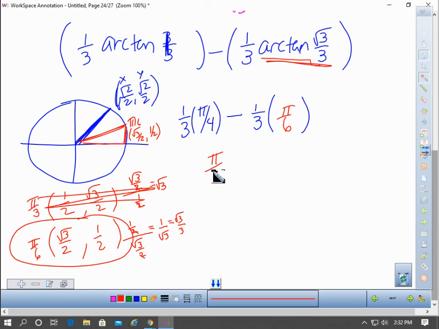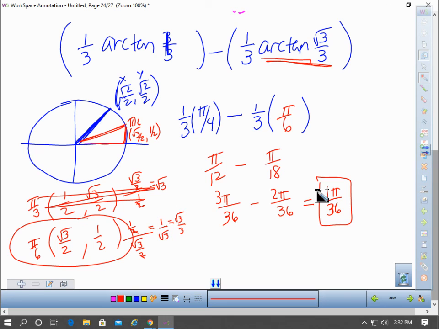This is going to give me pi over 12 minus pi over 18. Now I'm just going to find a common denominator. I'll do 36. So I'm multiplying this by 3, and I'm multiplying this by 2. Now when I subtract, 3 pi over 36 minus 2 pi over 36 is going to be 1 pi over 36. So there's my answer, pi over 36.